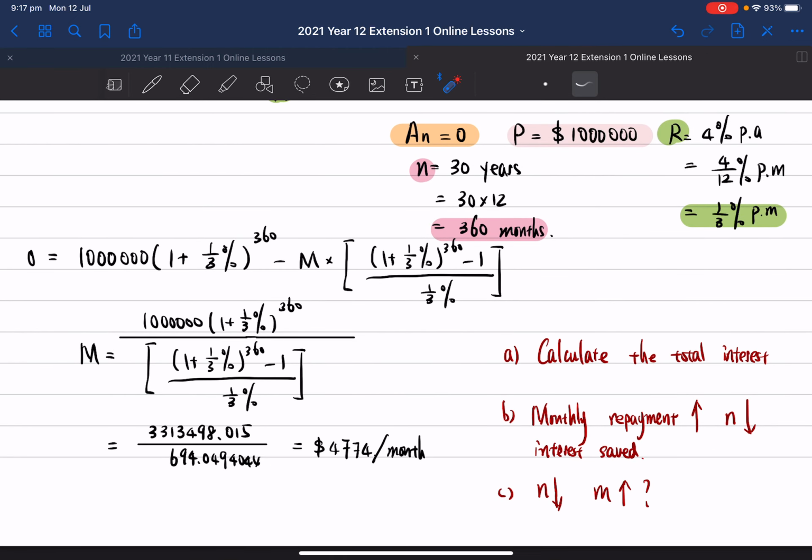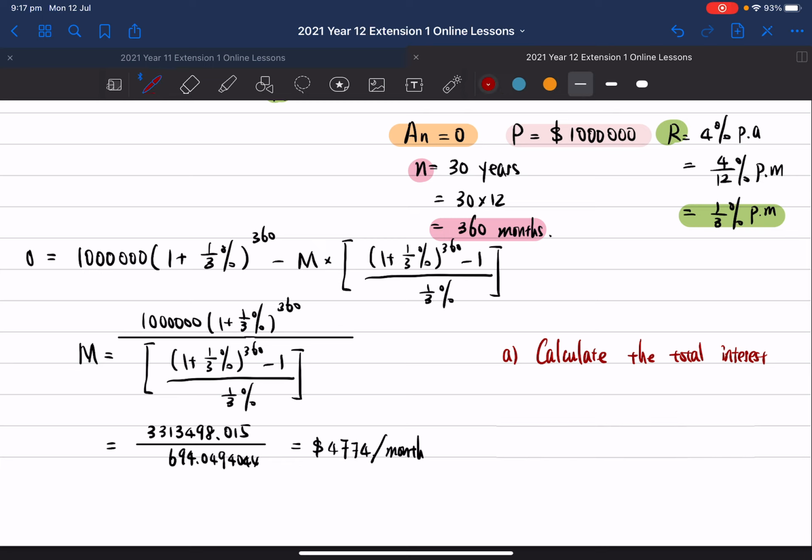So I'm just going to do one. Calculate the total interest. In order for us to calculate total interest, it's actually quite easy. This is how much I repay each month. You times this number by 360. That's the total amount of money that you actually pay. So if you times by 360, this is how much I will pay for 30 years.